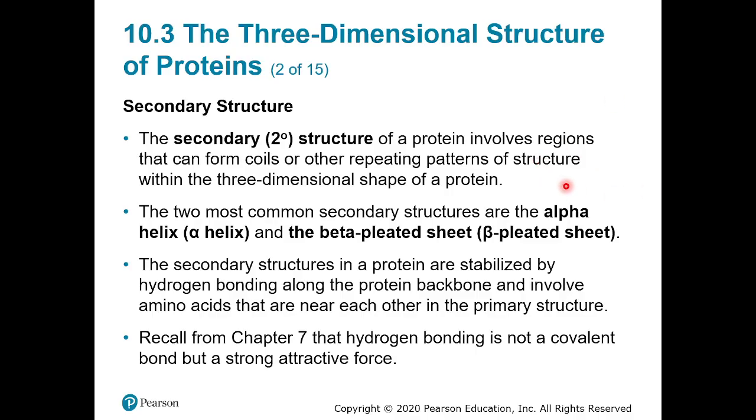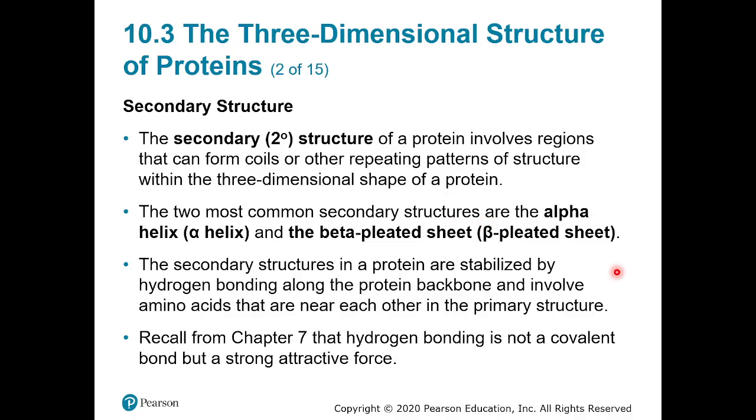So the two most common secondary structures for proteins are going to be the alpha helix. Both of those are the exact same name, by the way. That's just the symbol alpha here. And the beta pleated sheets. And that's the symbol beta right there. So beta pleated sheets again. These are the two most common structures that you would see in a protein. They're not the only secondary structures, but if you know those, you can kind of get by.